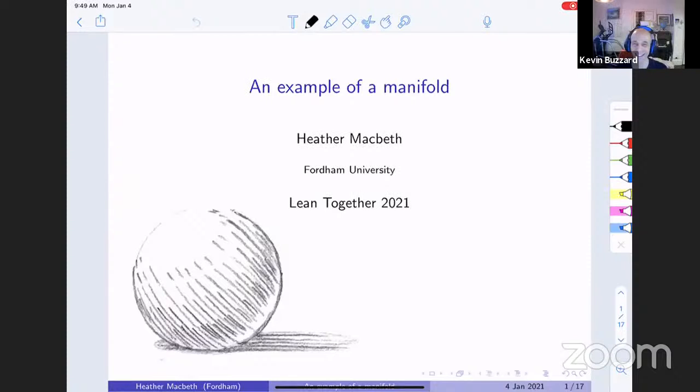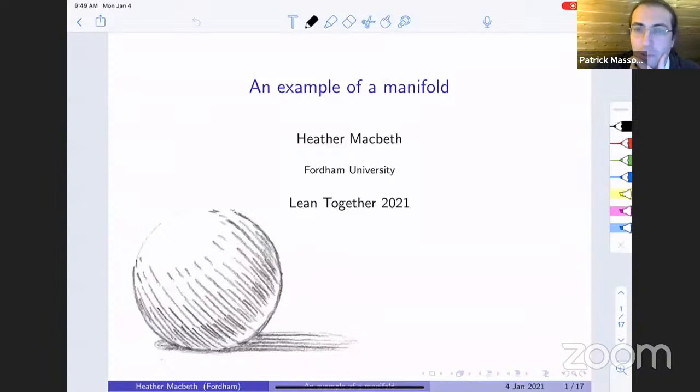That's great. So our next speaker is Heather Macbeth from Fordham University, and it's also the opportunity for me to fill one gap of my opening talk. I forgot to mention that we also have 3 new maintainers for MathLib in 2020, including Heather, and the other two are Anne Bannon and Brian Chen. So I think Heather is our most recent maintainer, and she will talk about an example of manifold, and Kevin already guessed what was the manifold.